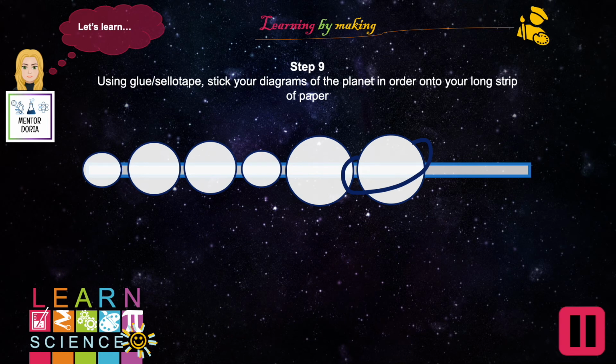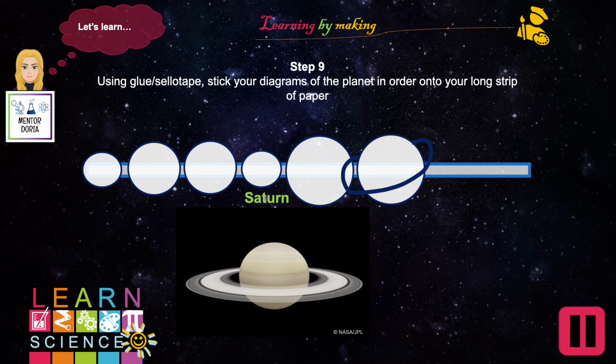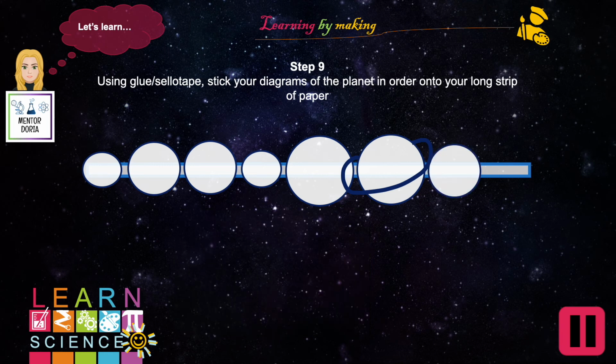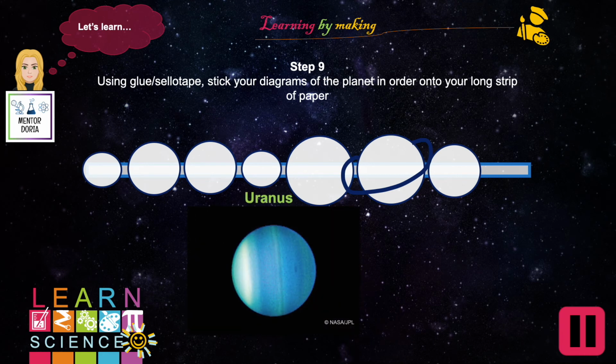Which outline goes next to Jupiter? That's right, it's Saturn. Grab your drawing of Saturn and stick it on to your long strip of paper next to the planet Jupiter. Only 2 more planets left to stick on. Which outline goes next to Saturn? That's right, it's Uranus. Grab your drawing of Uranus and stick it on your long strip of paper next to the planet Saturn.